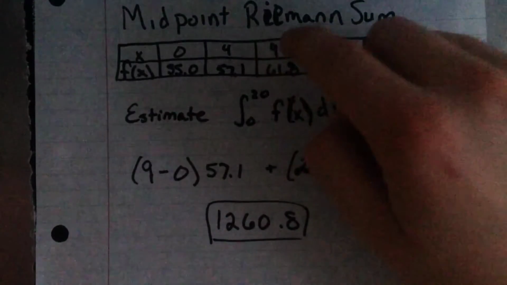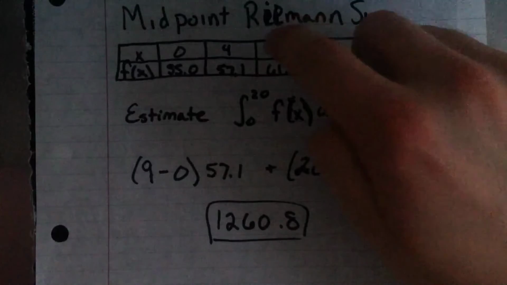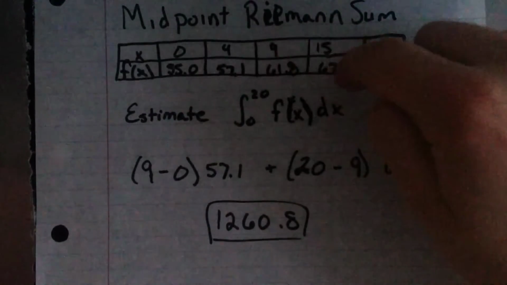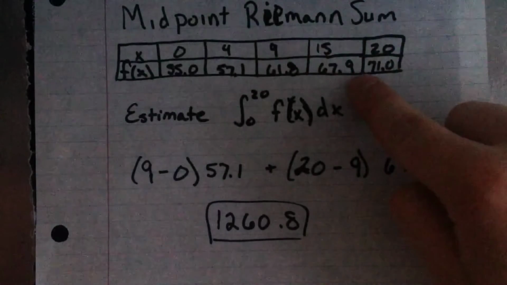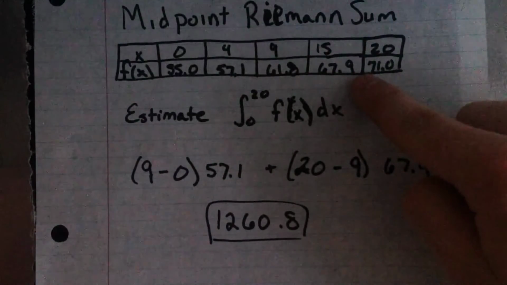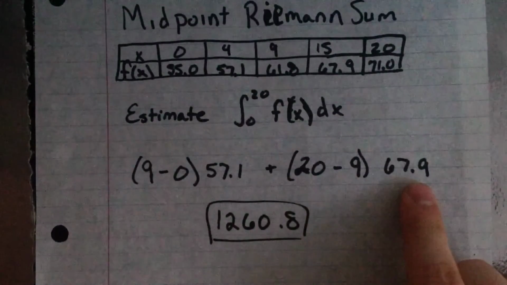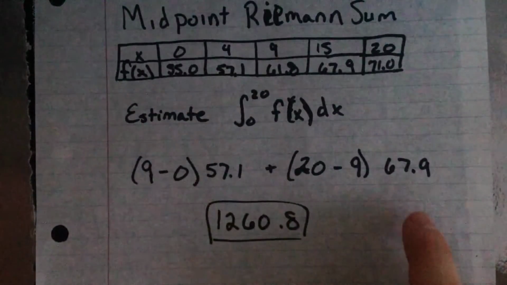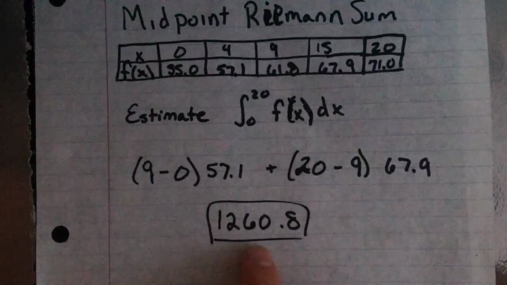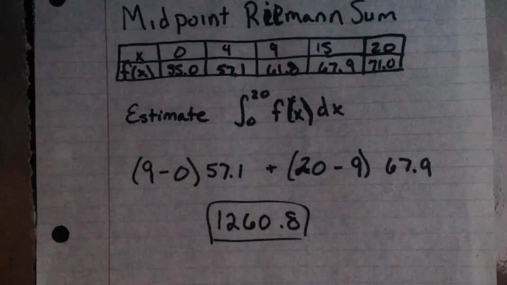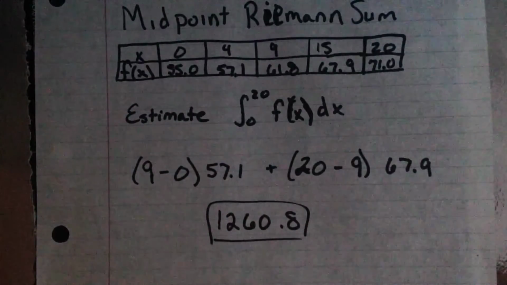Then you move over to the next set and you go from 9 to 20, so you subtract 20 minus 9, and then you multiply it by 67.9 as the f of x point. So you get 20 minus 9 times 67.9. And then when you add these up, you get 1260.8, which is the answer for the midpoint Riemann sum.